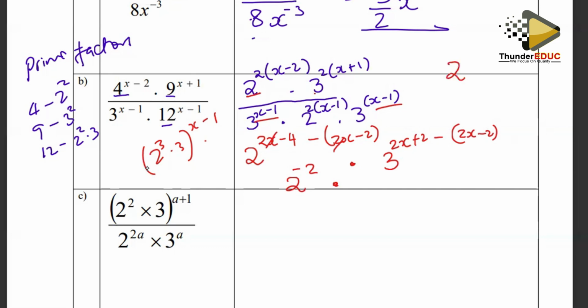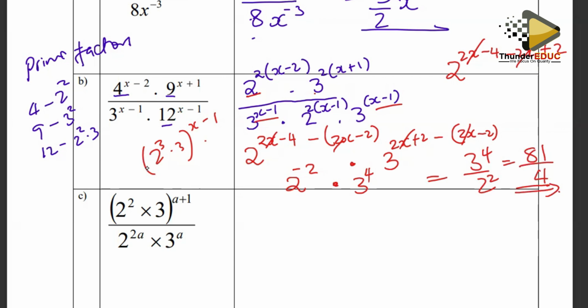Someone will say, but how? 2x minus 4 minus 2x plus 2. This cancels this because of the opposite signs. Negative 4 plus 2 is a negative 2. Same applies here. This will cancel that. And then 3 to the 2 plus 2, which is 3 to the 4. And then let's change this because it has a negative exponent. So it's going to be 3 to the 4 over 2 squared, which is the same as 81 over 4. So that becomes our answer as well.